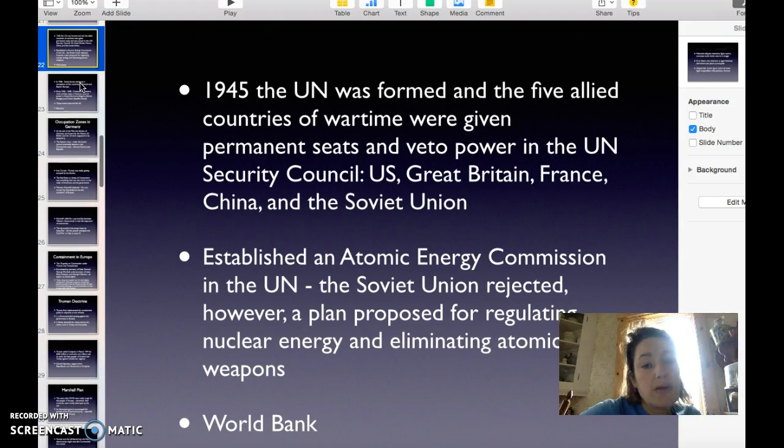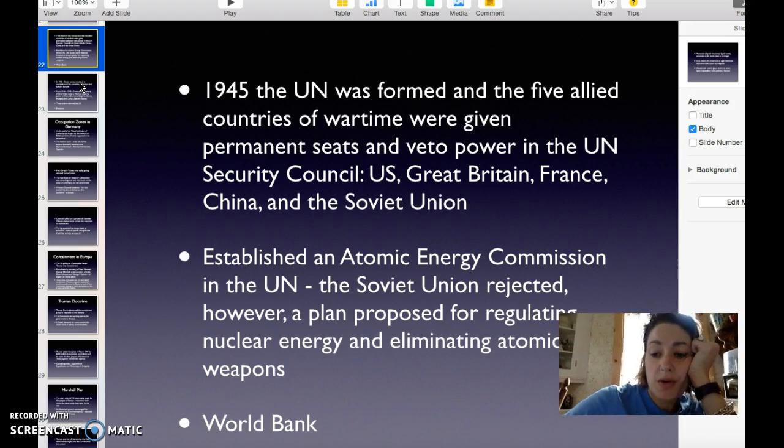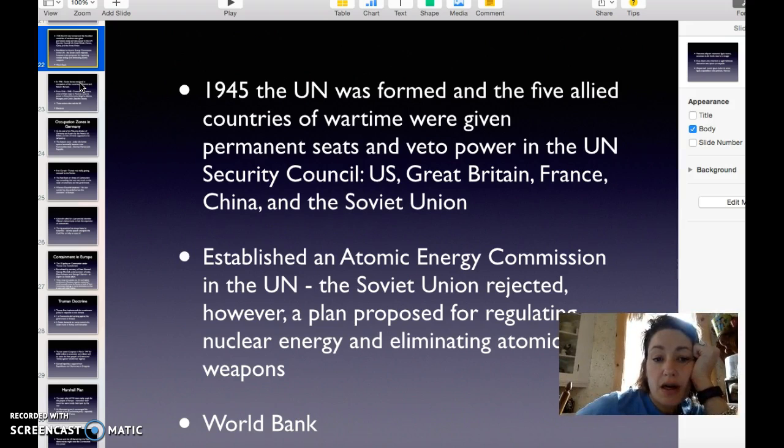In 1945, the United Nations was formed, and the five allied countries of the war were given permanent seats in the United Nations, and also were given veto power in the Security Council. And those nations were the United States, Great Britain, France, China, and of course the Soviet Union. Also, the UN established the Atomic Energy Commission.